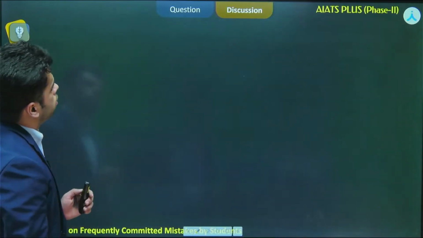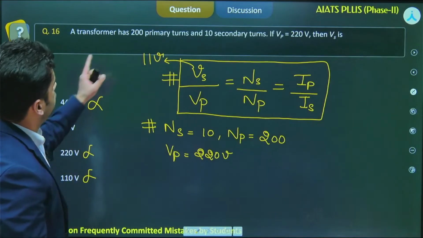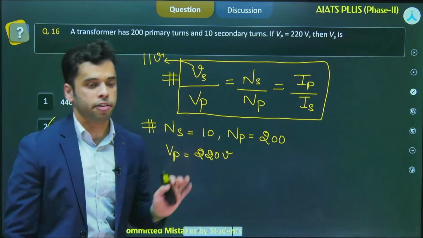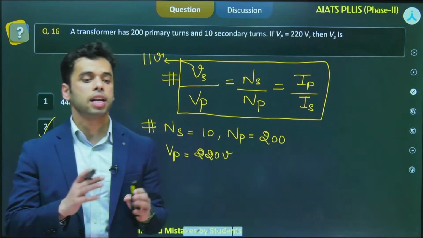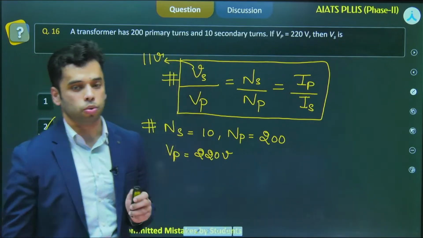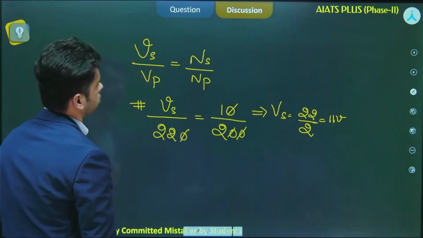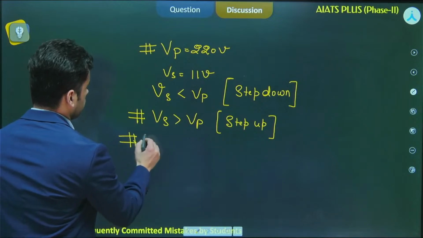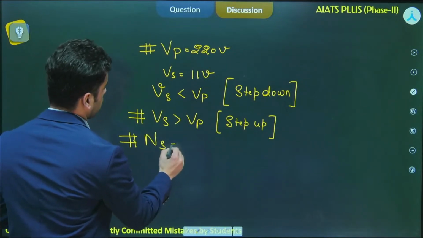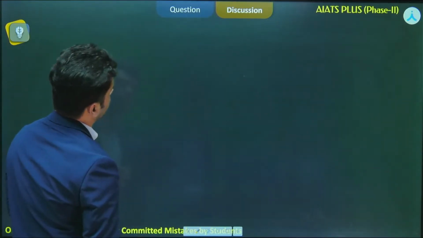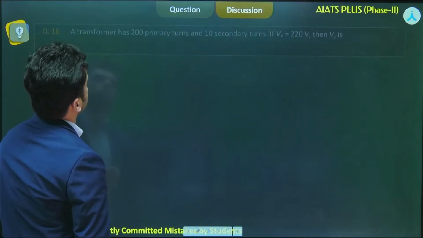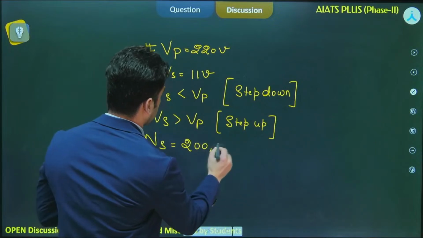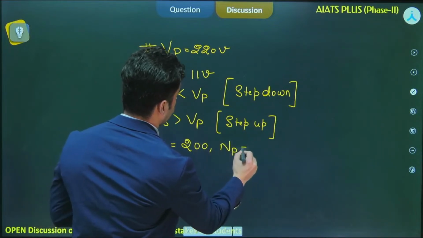Now let me do this, that this problem was telling you that it has 200 primary turns and 10 secondary turns. Now for your further clarity, let me reverse this ratio. I'm taking the turns in secondary to be equal to 200, and I'm taking the turns in the primary to be equal to 10.